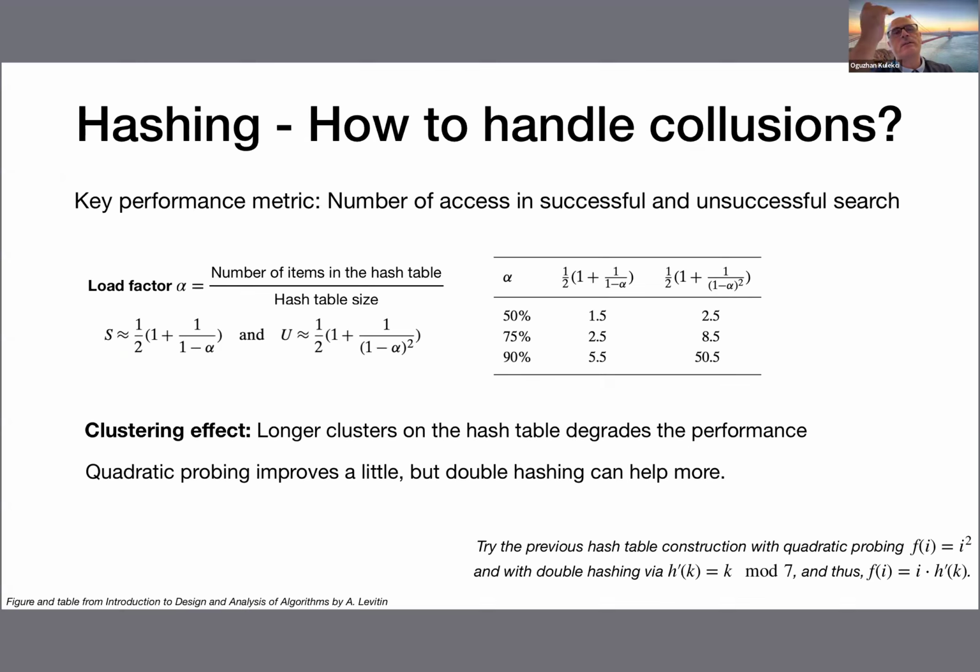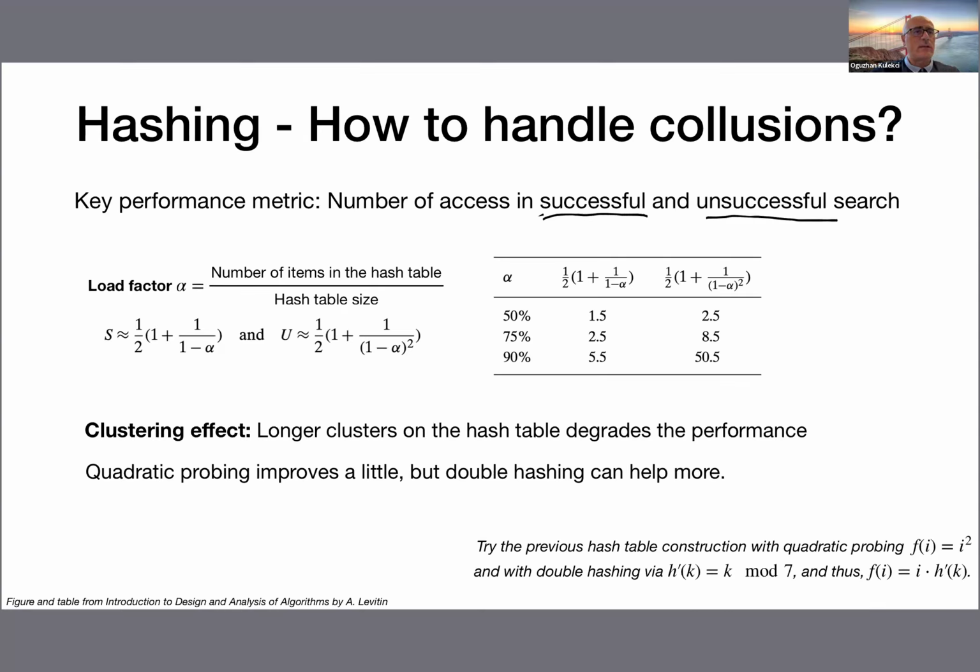And what is the key performance metric on those hash tables? Because you will be picking a hash function, you will decide on the hash table size, and you need to decide on a collision handling scheme, right? So these are the things you should do. Let's assume you decide to work with linear probing, and what would be the key performance metric? It is the number of accesses in a successful or unsuccessful search.